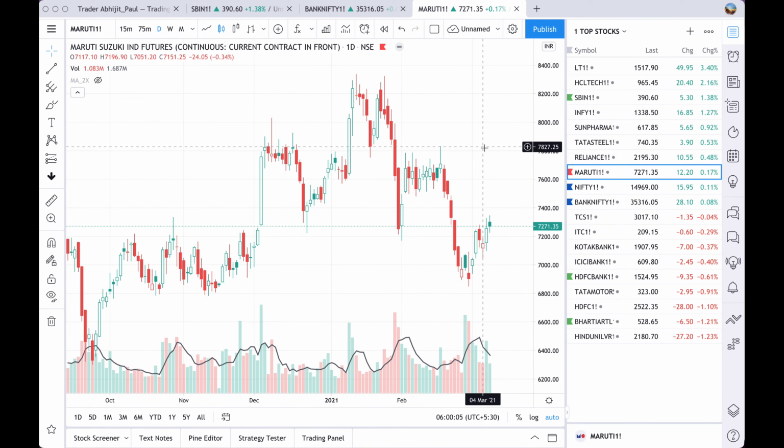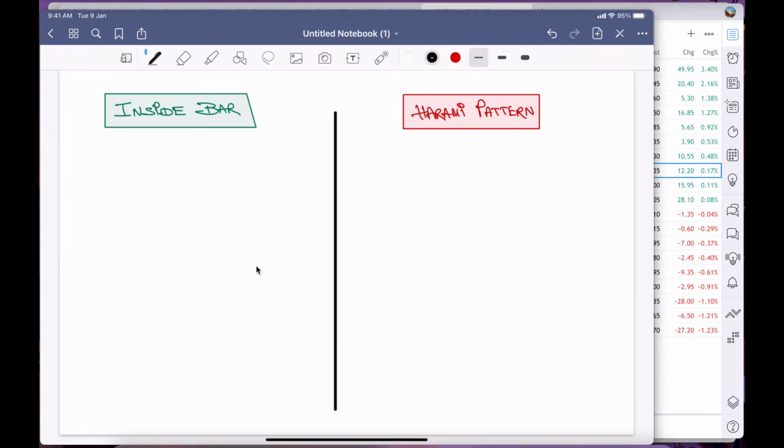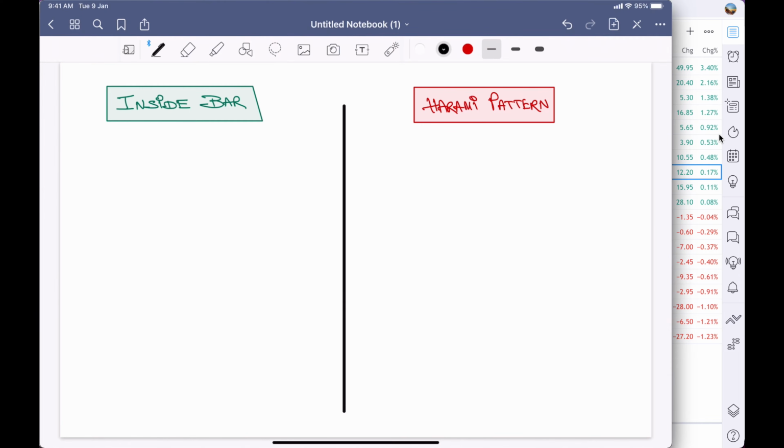But before we go there, how to trade it, it's very important for us to understand what is the basic difference between the inside bar and the bullish bearish Harami pattern. So let's come here and understand the basic subtle differences. First and foremost, the inside bar and the bullish bearish Harami pattern have to do with the range and the body. For the inside bar, the range is considered, but when it comes to the bullish bearish Harami pattern, it is the body of the candlestick which is more important.